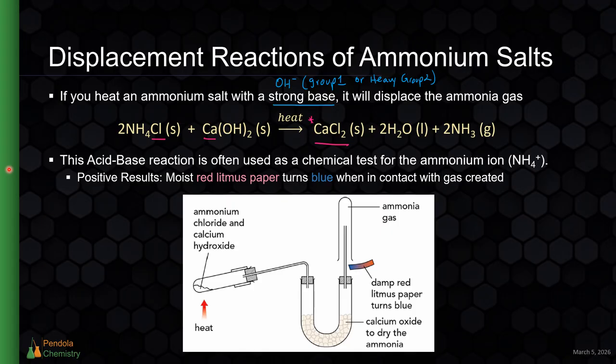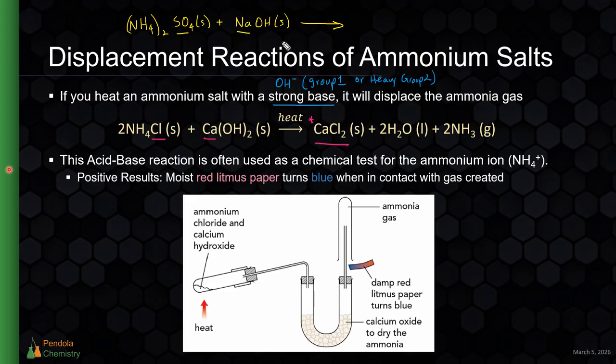So let's do a different one. So let's say we have ammonium sulfate, (NH4)2SO4. Ammonium sulfate is still an ammonium salt. If we reacted that with something like sodium hydroxide, for example, NaOH, we will still get this reaction because sodium hydroxide is a strong base and ammonium sulfate is an ammonium salt. The salt, that ionic compound that's created, is going to come from the cation of the base and the anion of the ammonium salt.